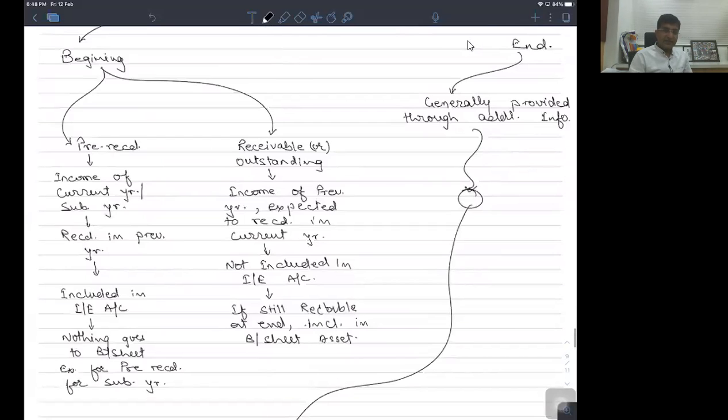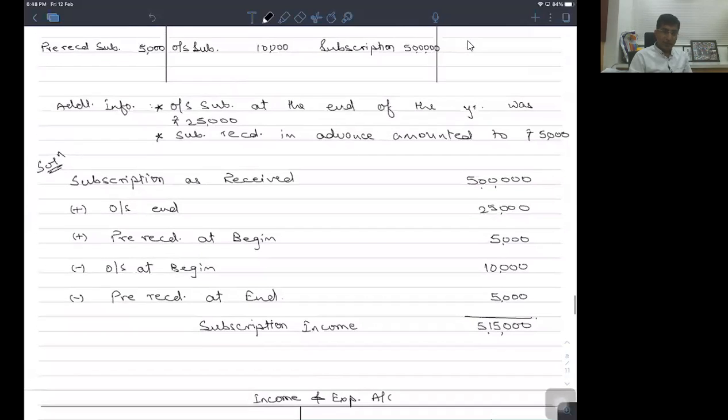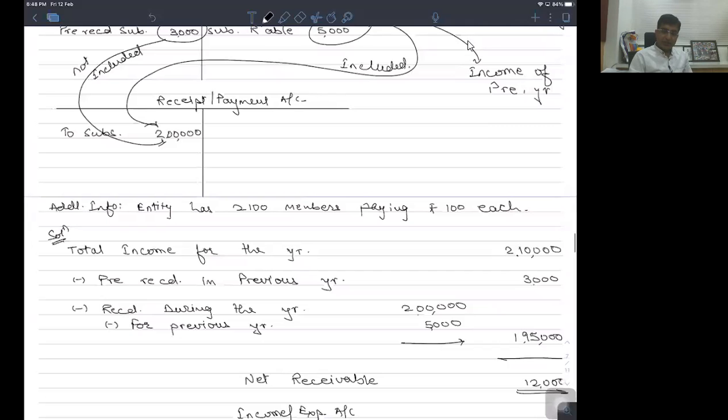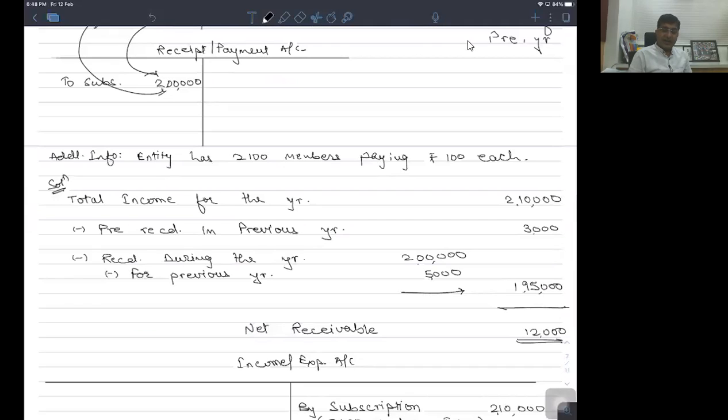In that case, in scene 5, if you remember, if you observe, कहाँ गया ये वाला? हाँ. Subscription receivable is 12,000 at the end of the current year. How did you calculate that? If you would solve it as per your 12th standard, can you show me the calculation of that? Can you just tell me the calculation of that?